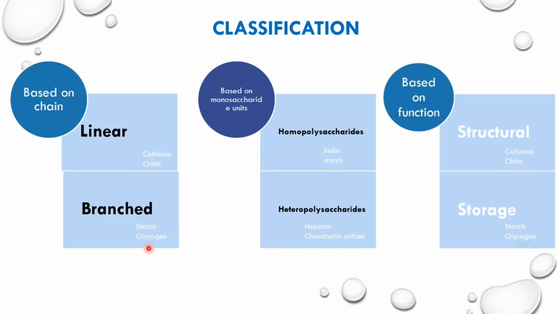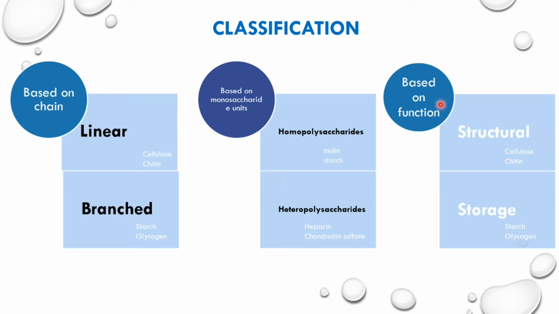Examples: starch and glycogen. Based on the monosaccharide units present in the polysaccharide, they are divided into two: homopolysaccharides and heteropolysaccharides. Homopolysaccharide means the monosaccharide units present in the polysaccharide are of the same type, forming the polysaccharide. Examples: inulin, starch. Heteropolysaccharide means the polysaccharide contains more than one type of monosaccharide. That is, different types of monosaccharides combine to form the polysaccharide.